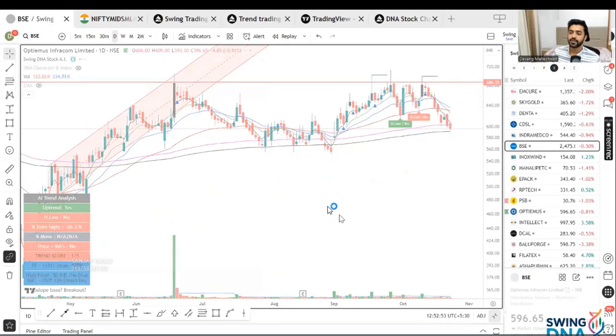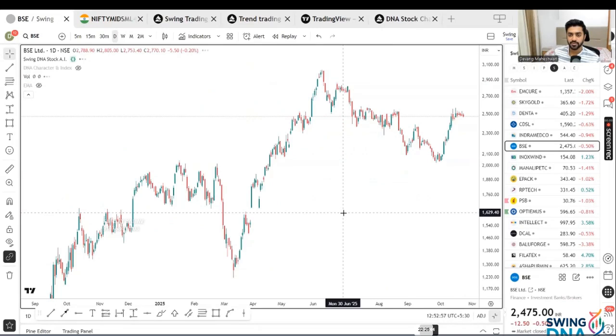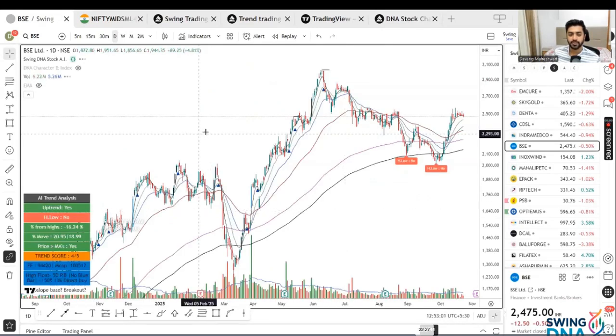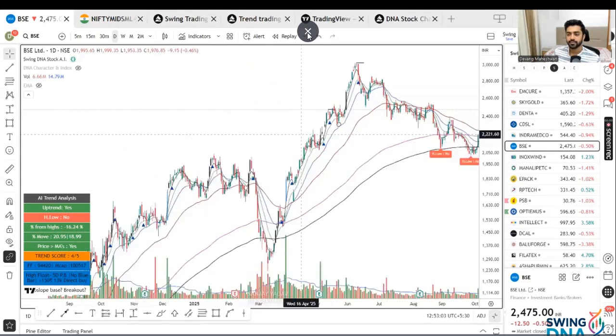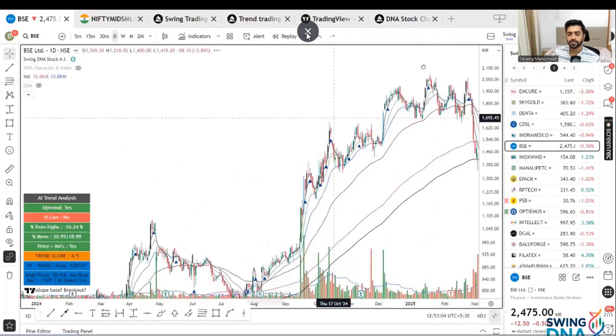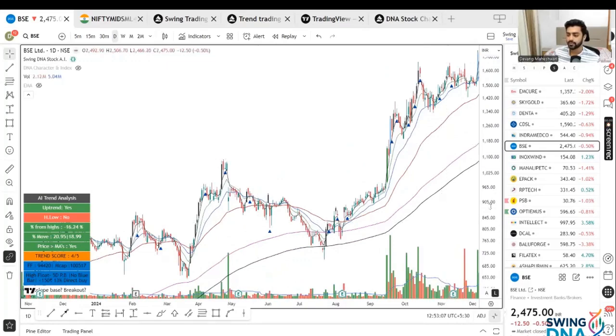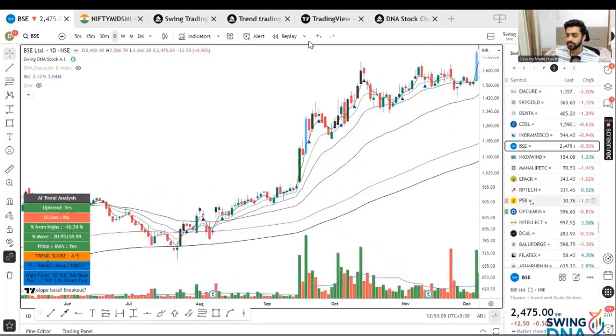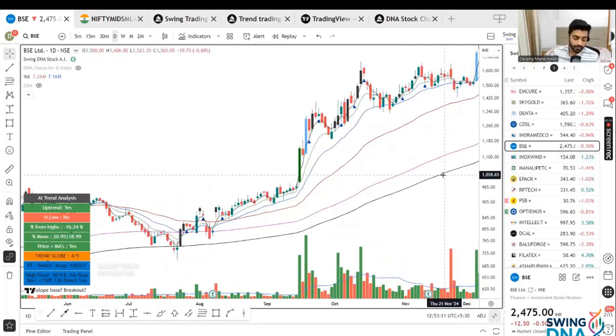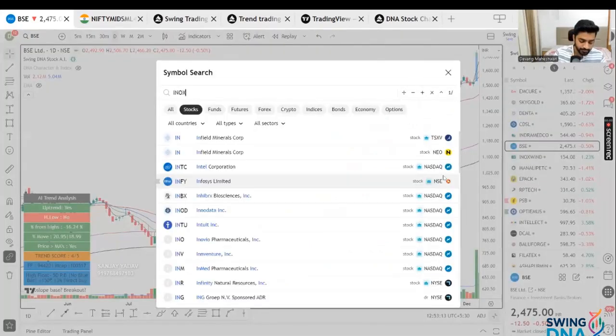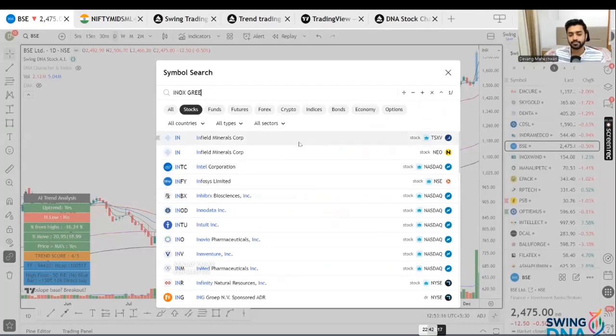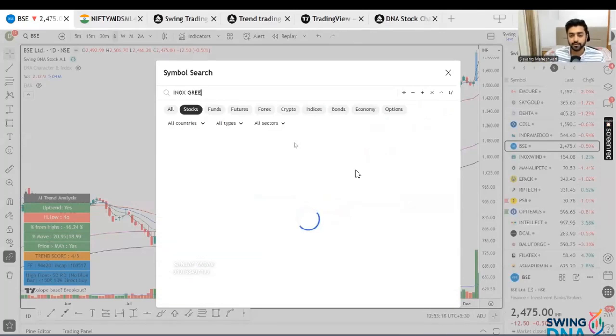For example, BSE, this also moved fine, but I don't think there were many momentum days in this until late, not here. Okay, some momentum days coming here. It was fine. One recent one is Inox Green. It's a very recent stock.